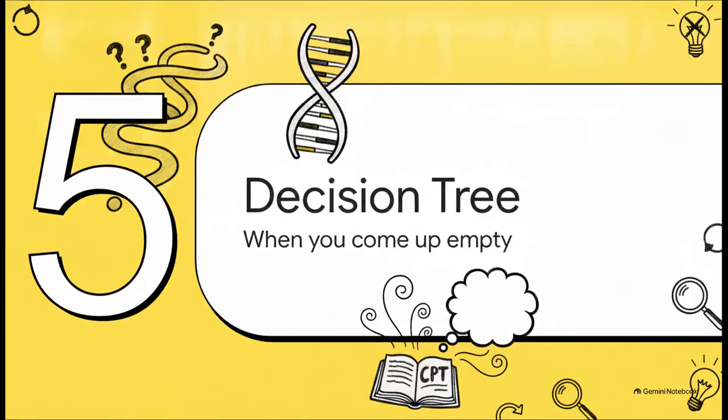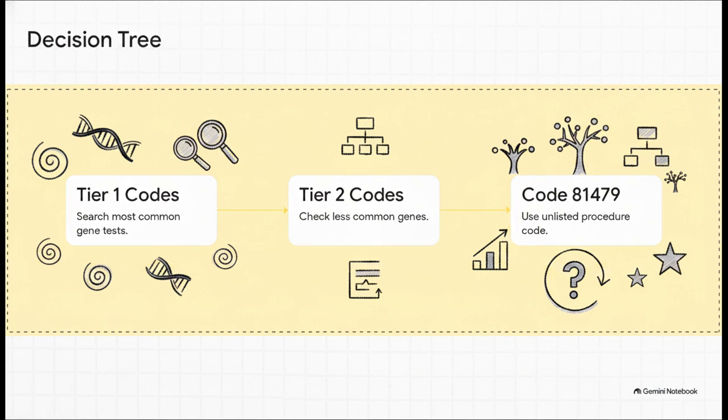Which brings us to our final part, Section 5, the 3-step decision tree. This is exactly what to do when you come up empty-handed. Okay, grab a pen because here is your ultimate exam cheat sheet. Let's say you're looking at a clinical scenario with a lab report for some rare gene, let's call it XYZ. Step 1, check your Tier 1 codes. That's 81161 to 81383. Those are your most common gene-specific tests.